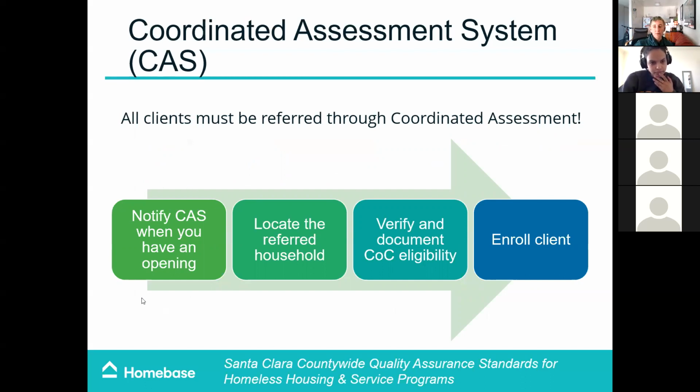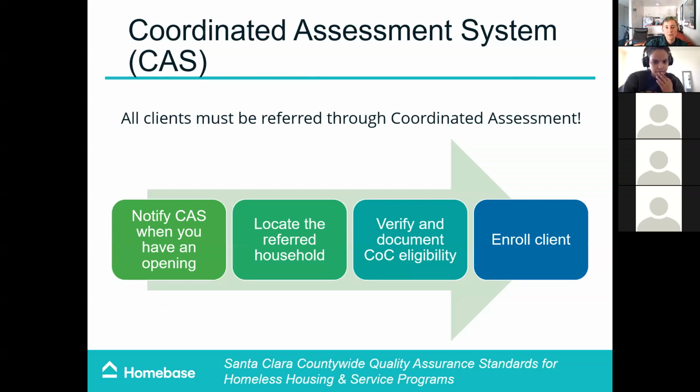Typically, you would notify the coordinated assessment system when you're going to have an opening in your project, when you're going to need a referral. The coordinated assessment system will get back to you and say, hey, this is our next person who needs your help. Go ahead and find them. You would locate that household, right? So you would get the name of the contact person for the household. You would get contact information. You would hopefully get some pointers to the providers who had contact with the household. And it would be your responsibility to find that household in the community, and then to verify and document that the household is eligible, and then to enroll that client in your project.